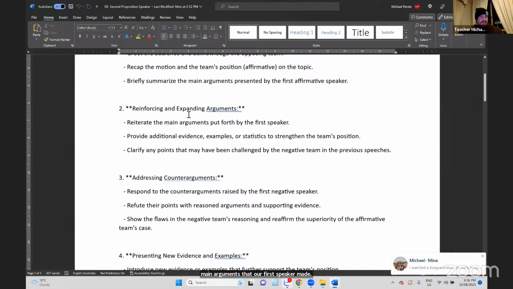We need to reinforce and expand on the arguments made. So providing additional evidence, examples, or statistics to strengthen our team's position. And we now get the chance, sorry, to clarify any points that were challenged by the negative team. So any counter arguments they made, this is our chance to set the record straight and say, well, you said we said this, or you challenged it and put this point out, but here's what we actually think again. So we actually meant to say this. It just gives you a chance to make your arguments a bit stronger.